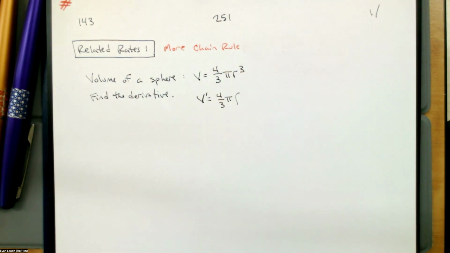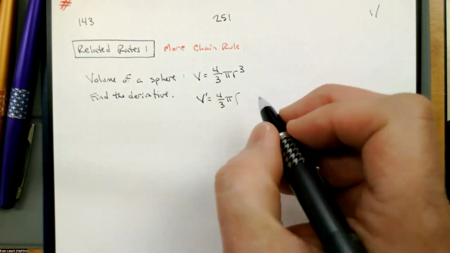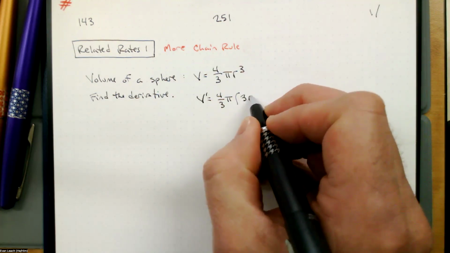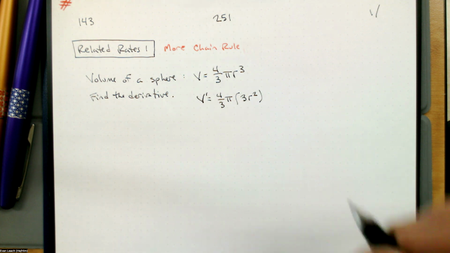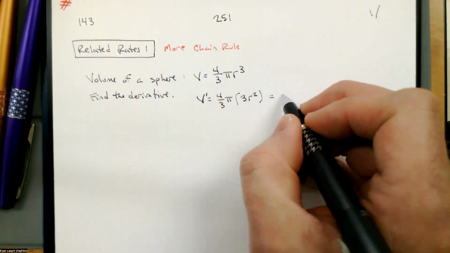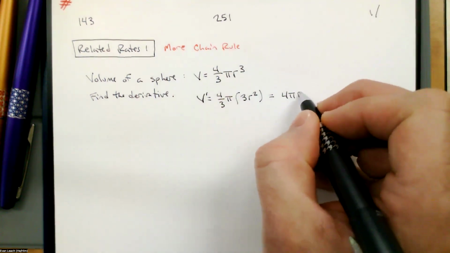Four-thirds pi is constant. We want to take the derivative of r to the third, and that's going to be 3r squared, just using our nx to the n minus 1, our favorite derivative rule. Then we would want to simplify this. If I take 4/3 and multiply by 3, I will have 4. So 4 pi r squared.